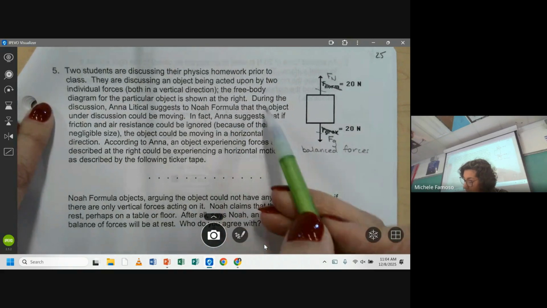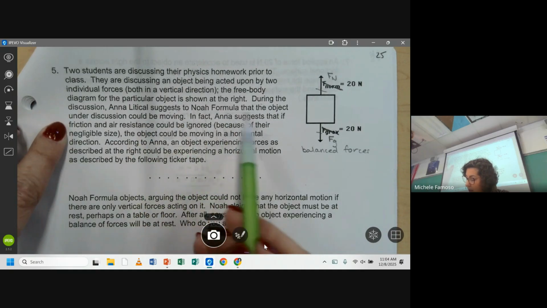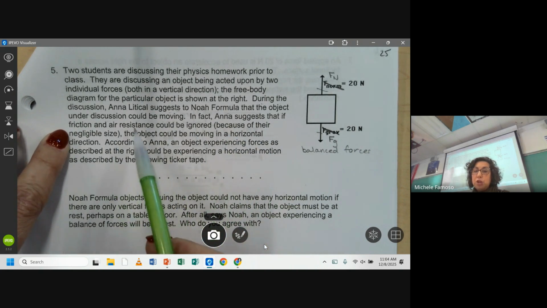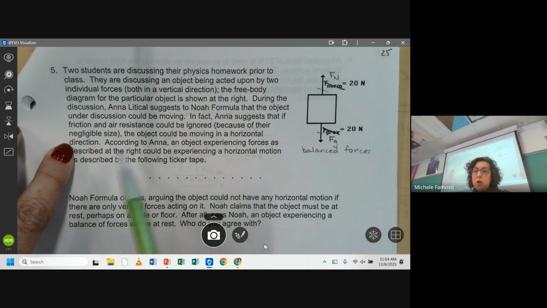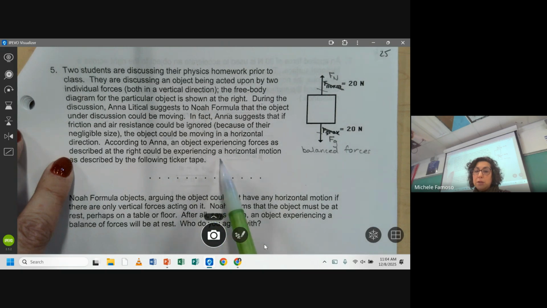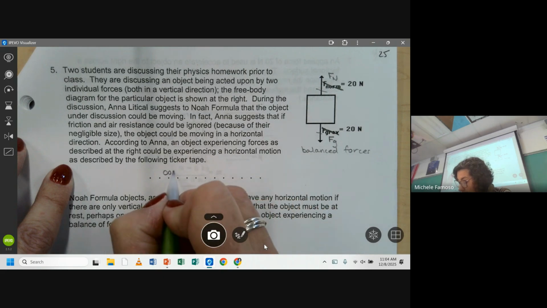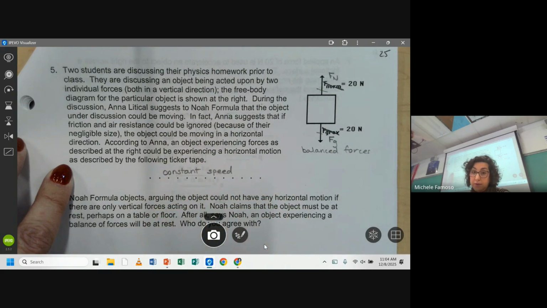Now, continuing our reading. During the discussion, Anna suggests to Noah Formula that the object under discussion could be moving. In fact, Anna suggests if friction and air resistance can be ignored because of their negligible size, then the object could be moving in a horizontal direction. According to Anna, an object that experiences forces as described here, which are balanced, could be experiencing motion as shown in this ticker tape. Brody, what is this ticker tape showing us? Constant what? Okay, so this is showing a constant speed in a straight line, or constant velocity.